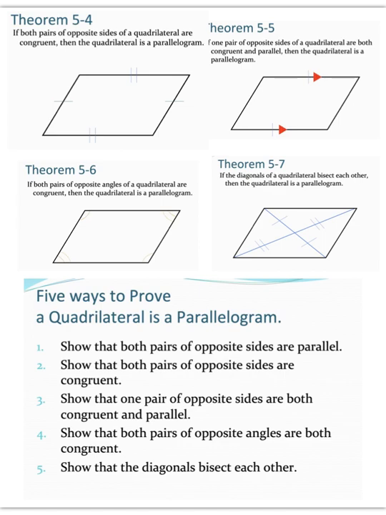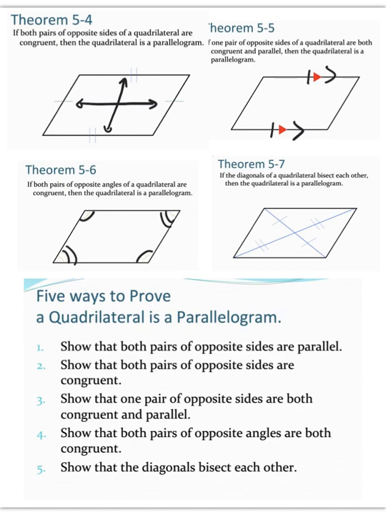We need that opposite sides must also be congruent. If one pair of sides is congruent, it's not enough. But if one pair of sides is both congruent and parallel, just one pair, but both things occur, then it's a parallelogram. The other thing is that if opposite angles are congruent, it's a parallelogram. It's not enough to just say one set. It has to be the other set also, then we have a parallelogram.